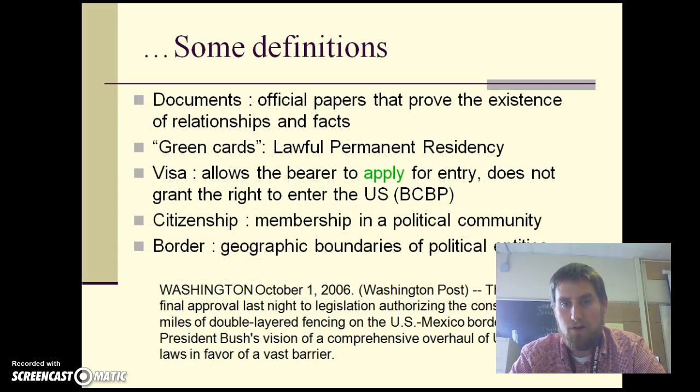Documents are official papers that say that you're allowed to live here. Green card, right? We talk about green cards. We hear about green cards a lot. Green cards are temporary permission or lawful permanent residency, right? So you're allowed to live and work here.